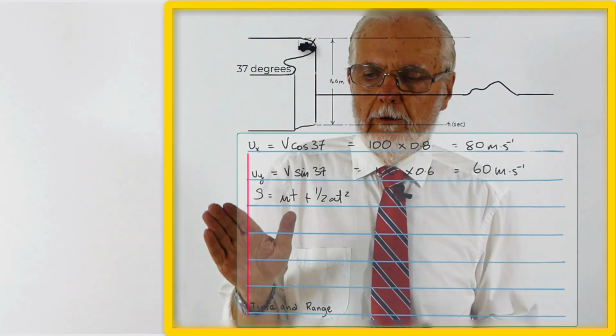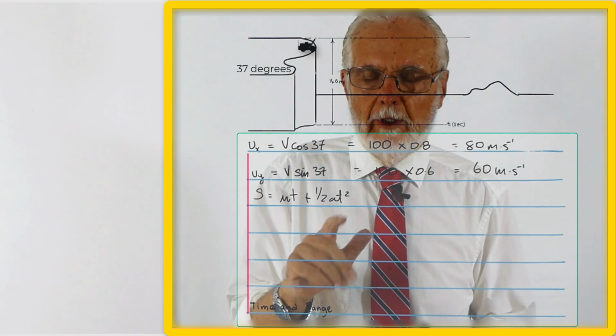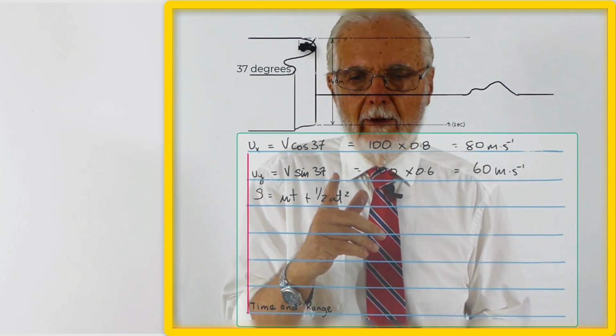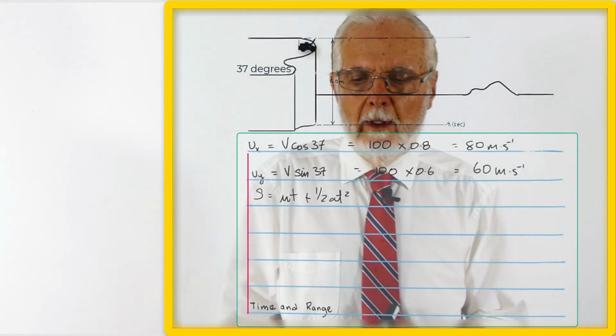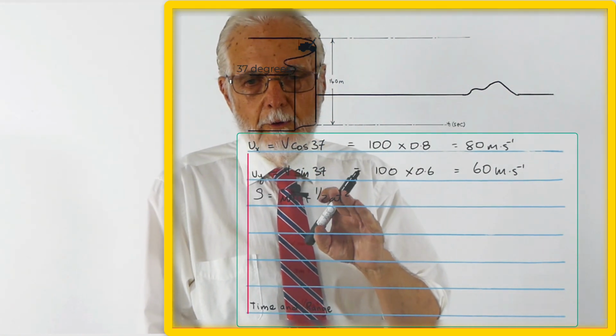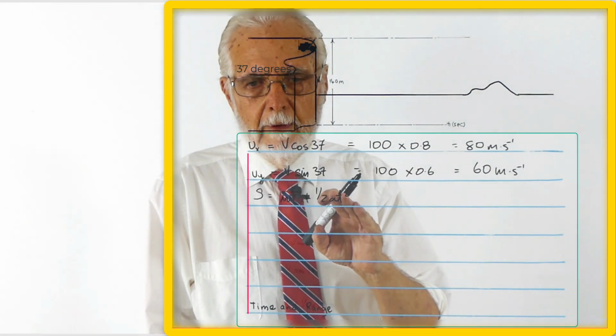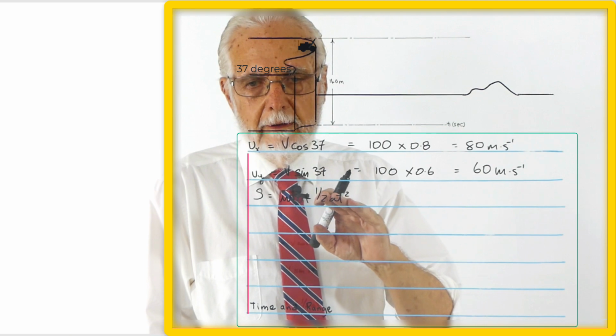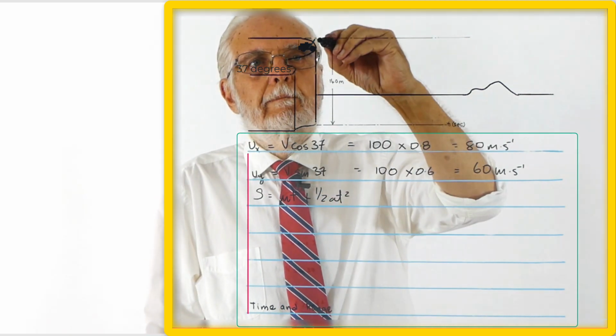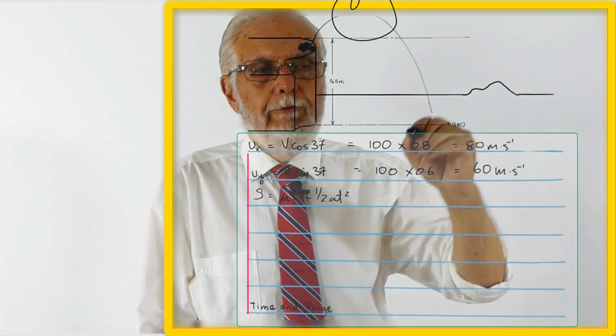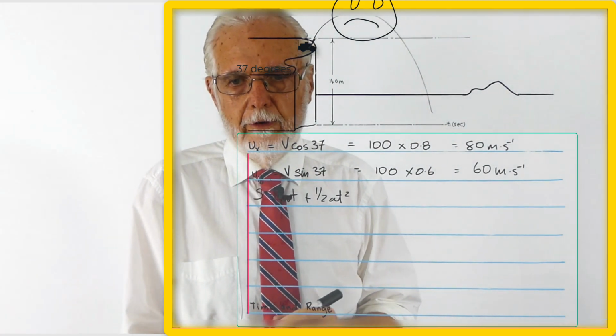So when we're using S is equal to ut plus a half at squared and the a is actually gravity, the coefficient of t squared has to be negative. Now this has the effect of making the parabola a frowny face rather than a smiley one.